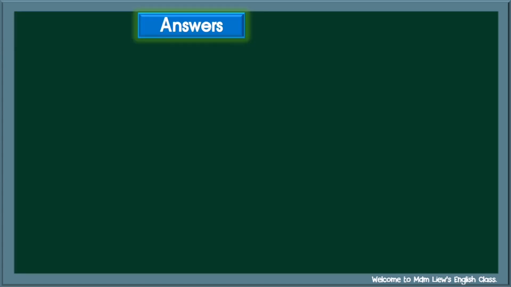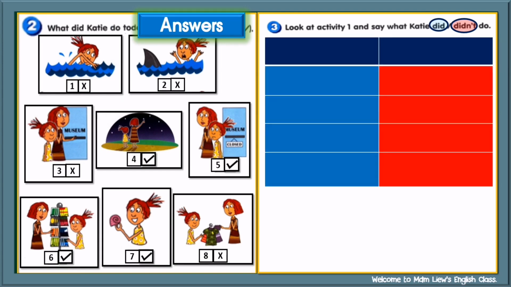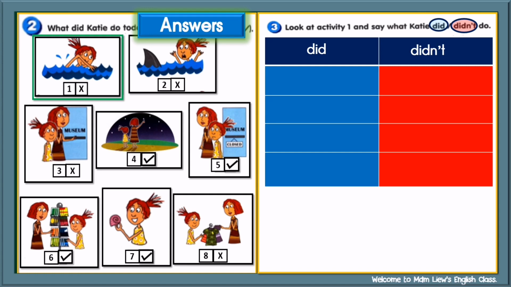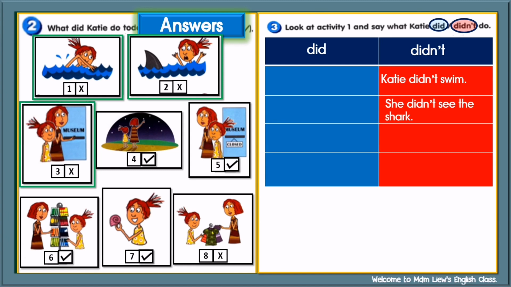Now, let's check activity 3. Look at activity 1 and say what Katie did or didn't do. First, let's draw a table. Then find out and write what Katie did and didn't do. Picture 1. Katie didn't swim. Write in this column, didn't. Katie didn't swim. Picture 2. She didn't see the shark. Write here, didn't. She didn't see the shark. Picture 3. Katie and her mother went to the museum, but they didn't go in.